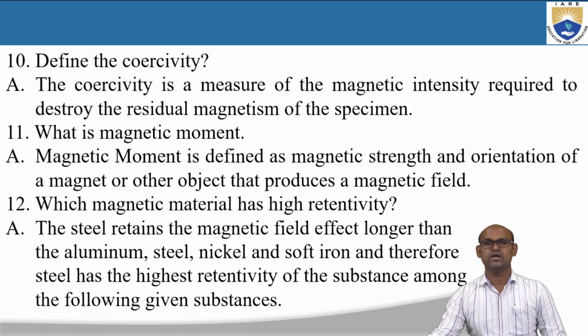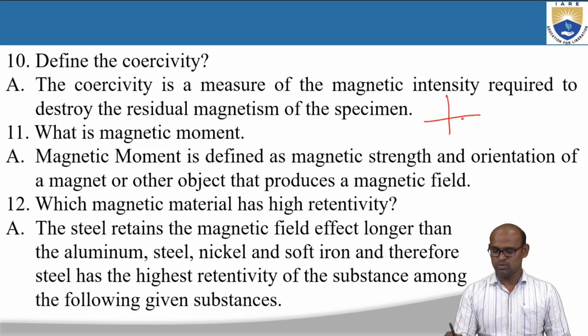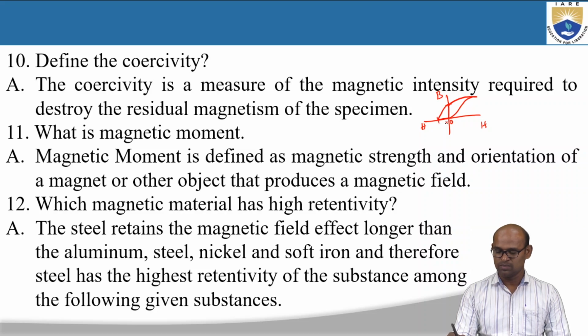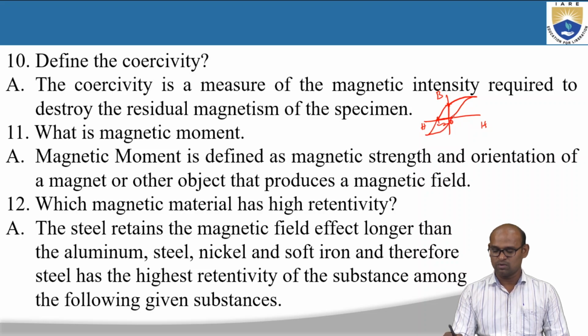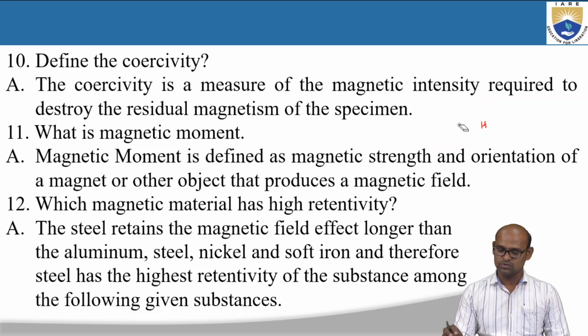Define coercivity. Coercivity is a measure of the magnetic intensity required to destroy the residual magnetism of the specimen. I apply a field, and the magnetic induction increases. I remove the field, and the magnetic induction decreases to a finite value. There is a residual magnetism, and then I change the direction and apply the field. The magnetic induction goes to 0, and this is the amount of field, H, required to destroy the residual magnetism. That is called coercivity or coercive force in the hysteresis curve.